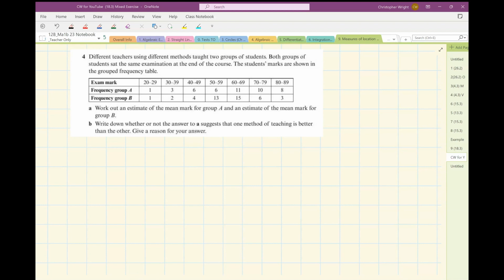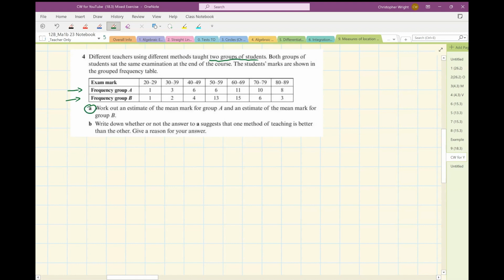Question 4. Different teachers using different methods taught 2 groups of students. Both groups of students sat the same examination at the end of the course. The students' marks are shown in the grouped frequency table. Okay, that's Group A. That's Group B.